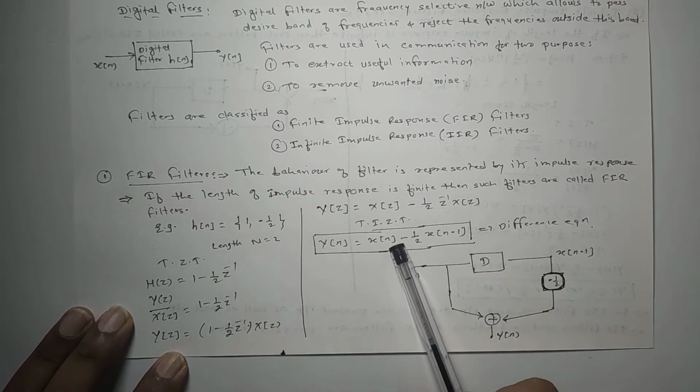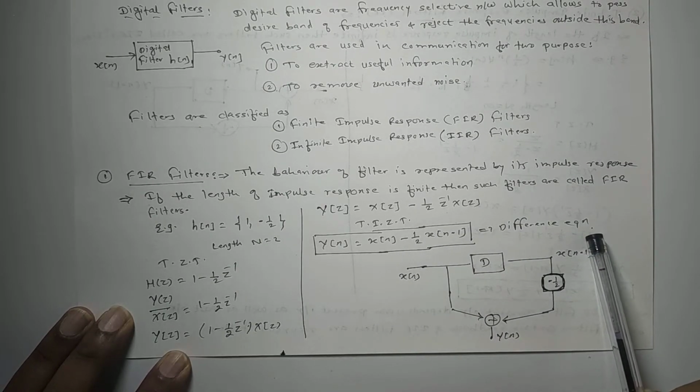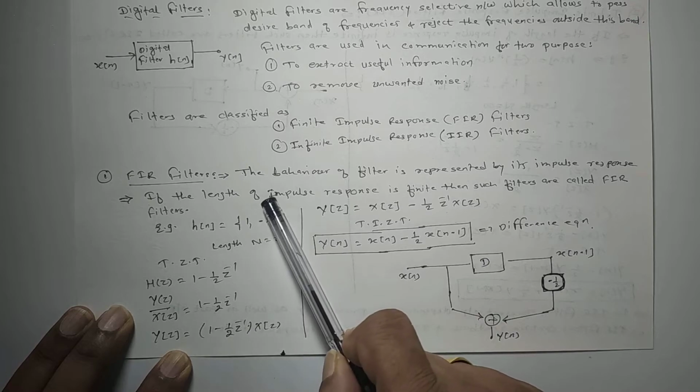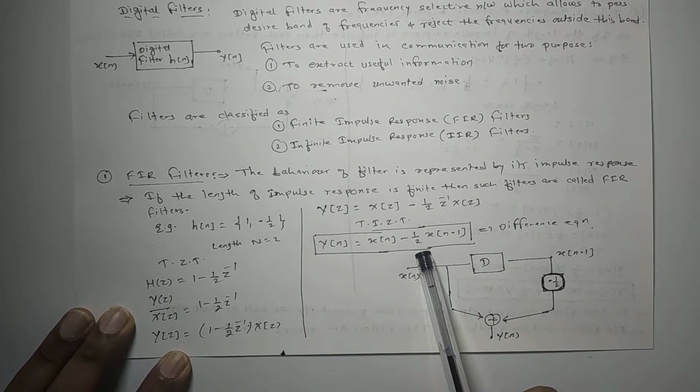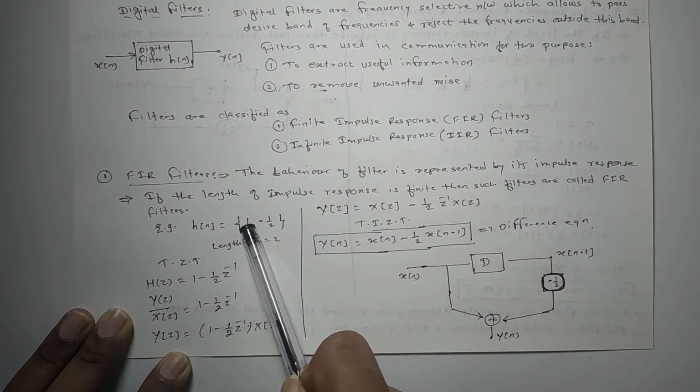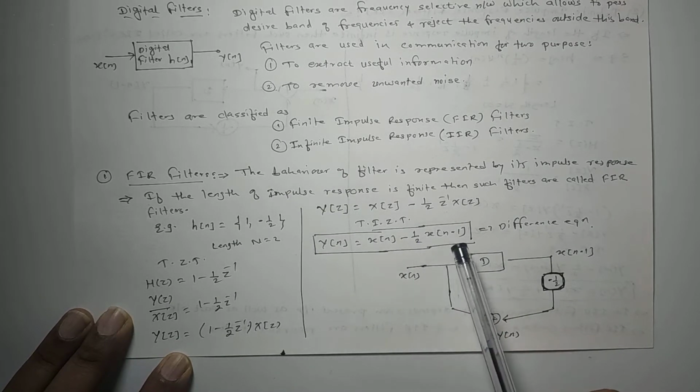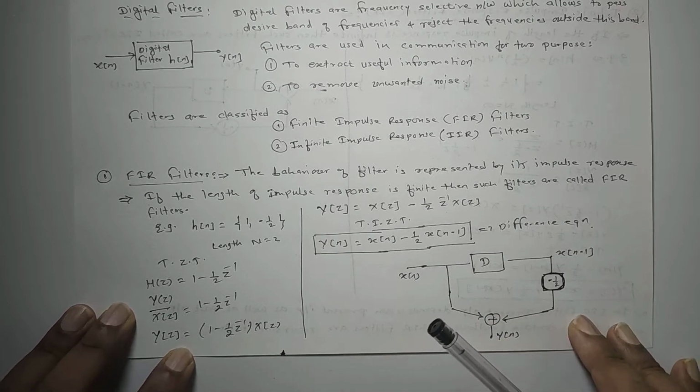Okay, so this is what we call the difference equation. So this is a FIR filter whose impulse response will be this one and difference equation will be this one. So this filter is either represented by this impulse response or it is represented by this difference equation. Okay, isn't it like this?